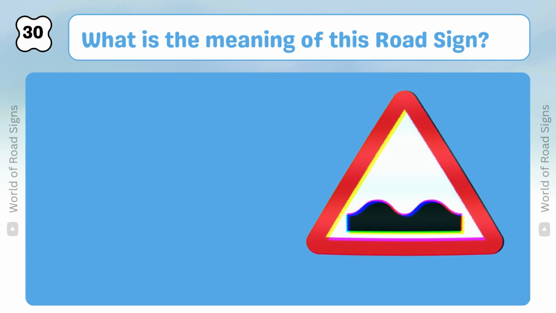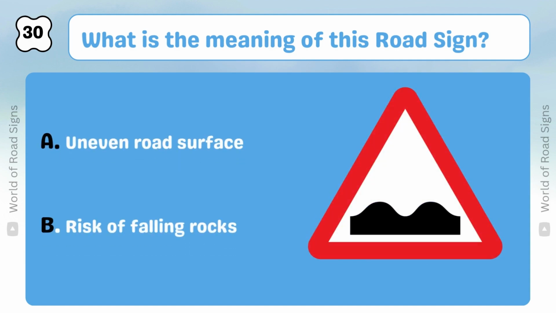Question 30. What road condition does this sign warn drivers about? A. Uneven road surface. B. Risk of falling rocks. That's correct. Option A. Uneven road surface.